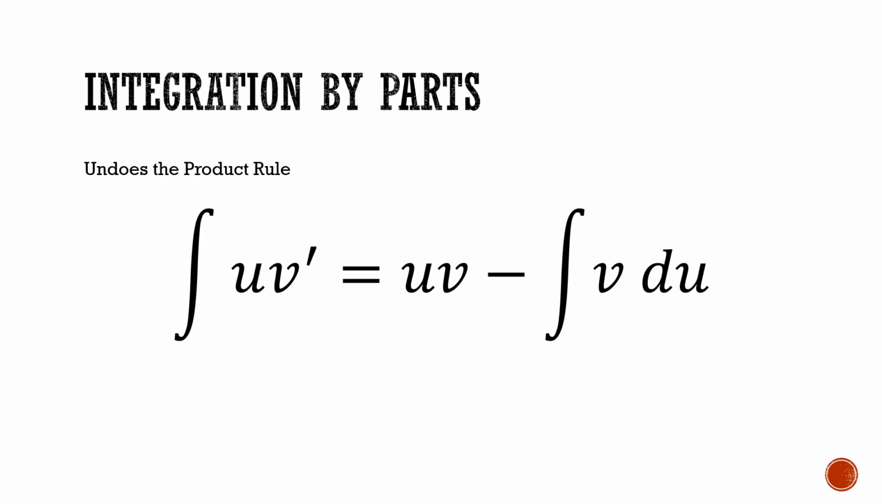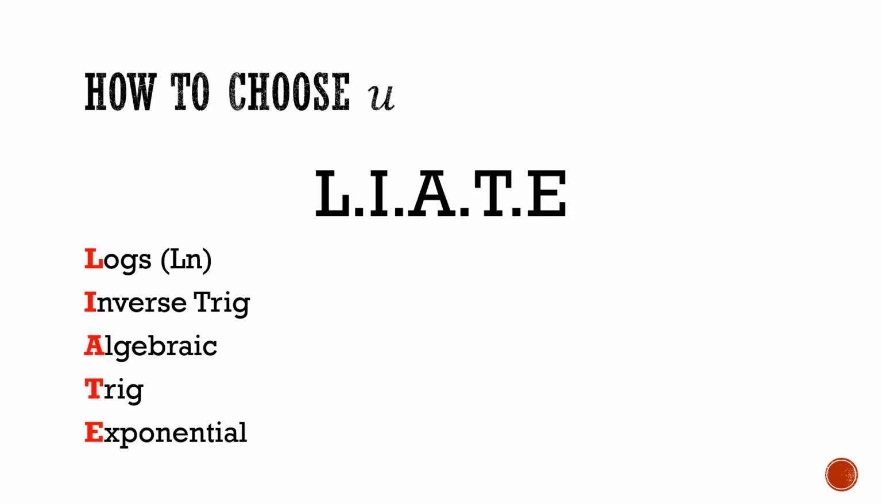And so the formula says that we have some integral u dv, or u v prime, equals uv minus the integral of v du. So you kind of want to memorize this formula. uv minus the integral v du.